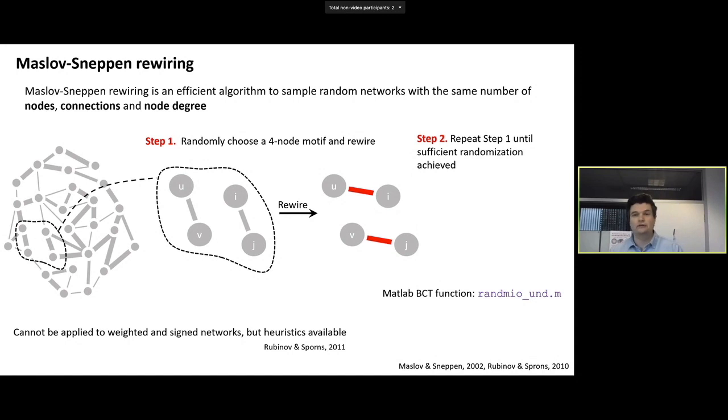It is a little more difficult to do this for unthresholded weighted networks, but check out the work of Rubinov and Sporns for some extensions of Maslov-Sneppen rewiring in those cases.